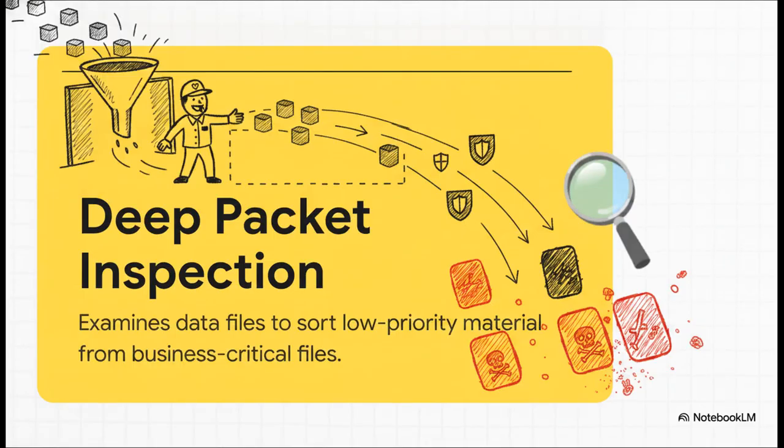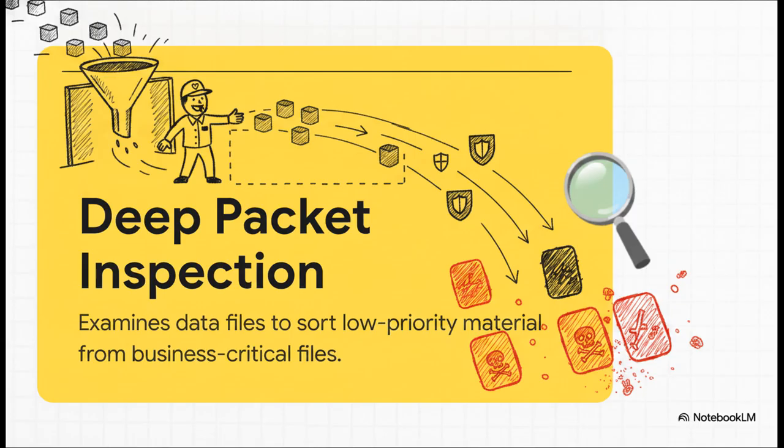One of my absolute favorite tools at this enterprise level is Deep Packet Inspection, or DPI. Think of DPI as a lightning-fast, highly intelligent traffic cop for your network's data. It doesn't just look at the destination of a data file, it actually opens up the packet, examines the contents traveling through the network, identifies what they are, and sorts them in real time.